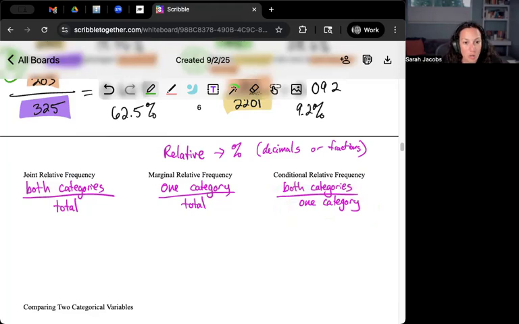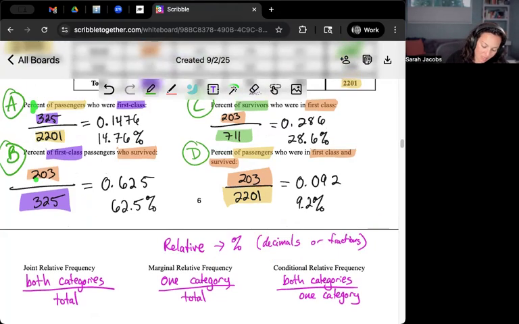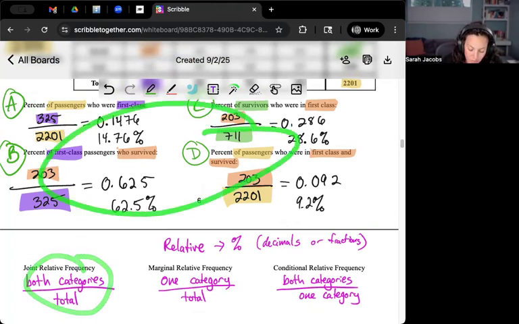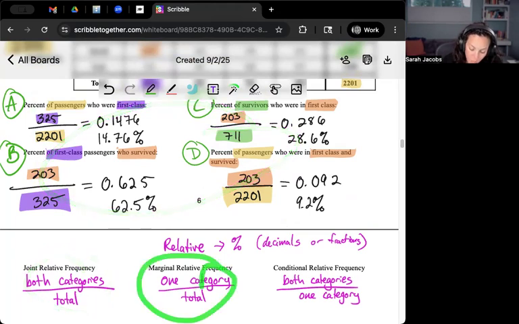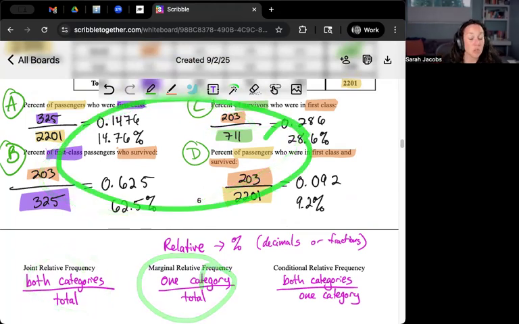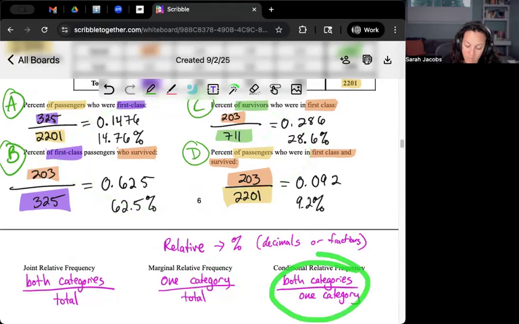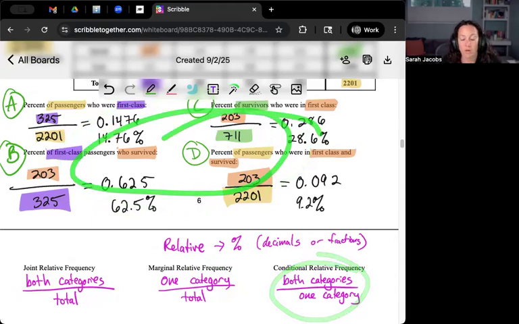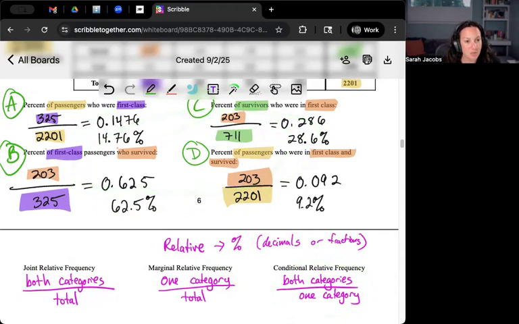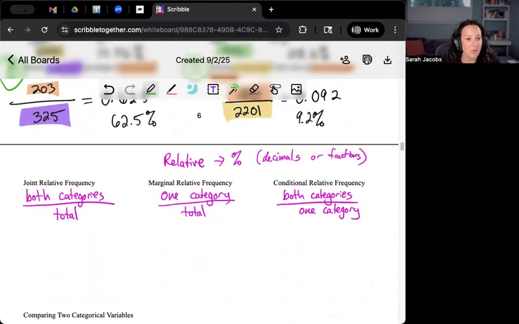Okay, so take a second, see if you can decide A, B, C, and D where they would fall. Which one of these is joint relative frequency or ones? Which one or ones of these are marginal relative frequency? And which one or ones are conditional? I would encourage you to pause, think about it, talk to your neighbor. Okay, I gave you your chance. It's better for your brain if you think it through. That's normally when I would take attendance.